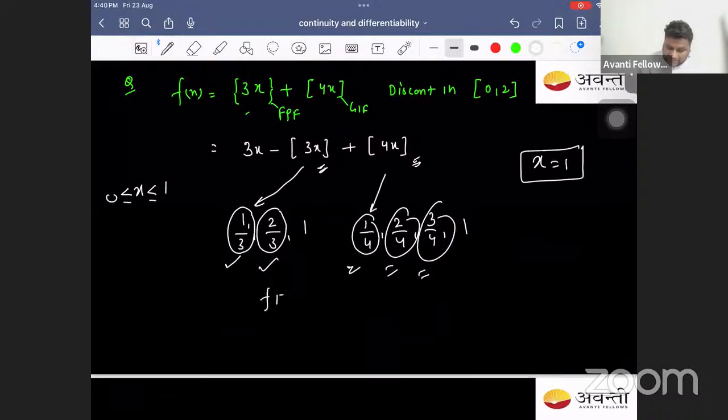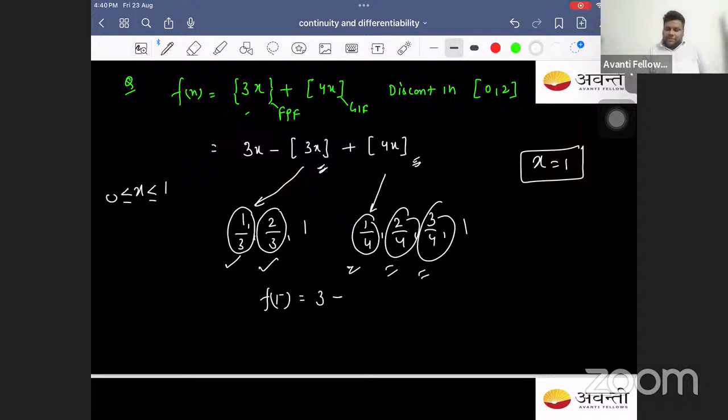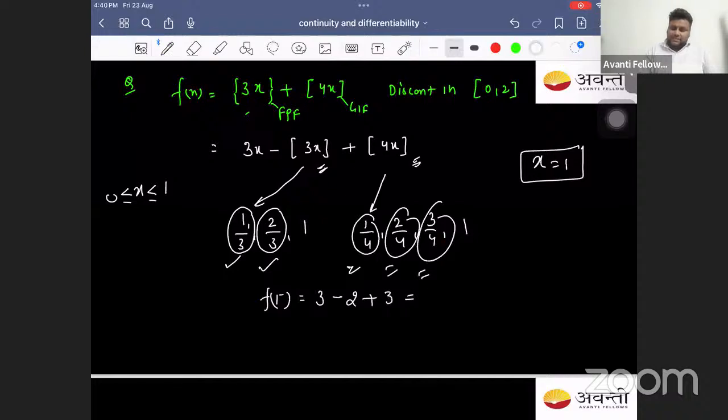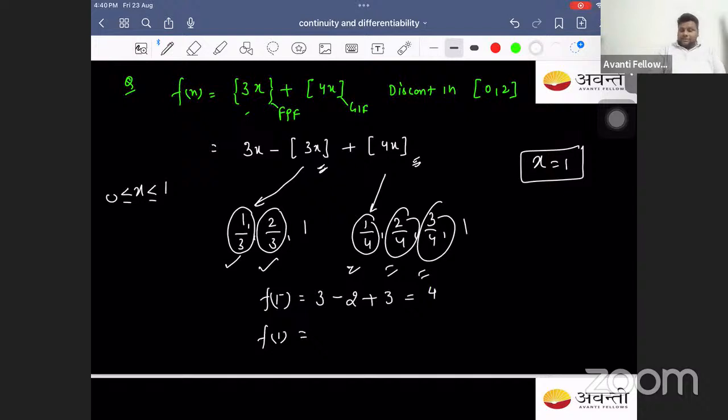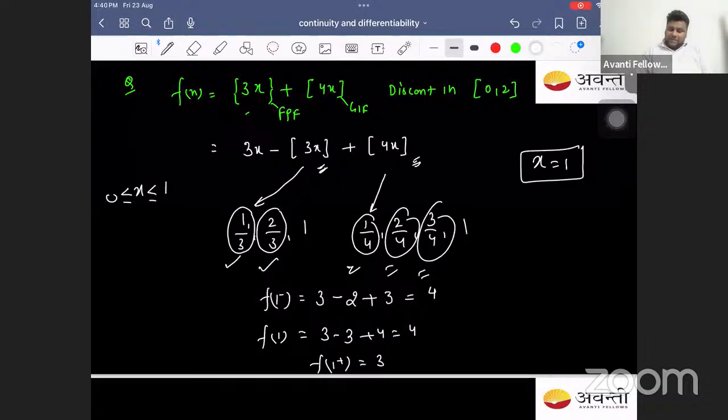So f of 1 minus, right before 1, what is the limit of the function? 3x will remain 3. Greatest integer of 3x will be 2 point something, means greatest integer will be 2. Greatest integer of 4x will become 3. So the answer is 6 minus 2, 4. F of 1 exactly, the value of the function is 3 minus 3 plus 4, that is 4. F of 1 plus, it will be 3 minus 3 plus 4. That is also 4.